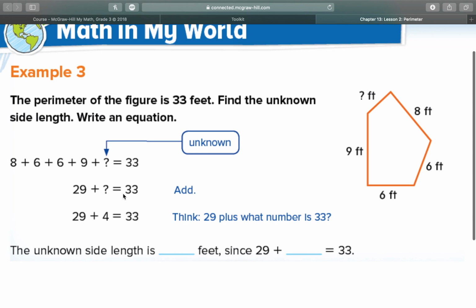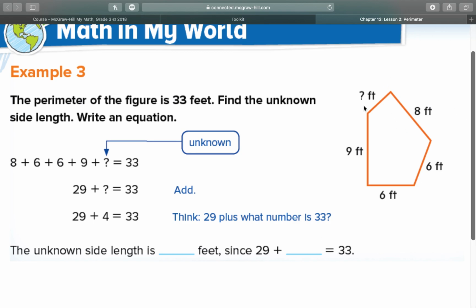We could count up from 29 to figure that out, right? We start at 29 and we start counting with our fingers. 30, 31, 32, 33. And I've got 4. I held up 4 fingers. So 29 plus 4 equals 33, which means that the unknown side length is 4 feet, since 29 plus 4 equals 33.